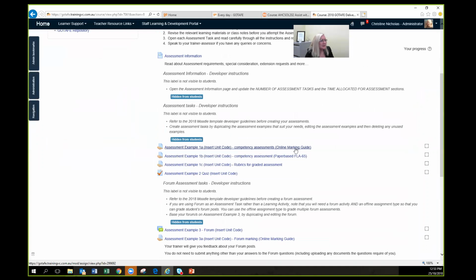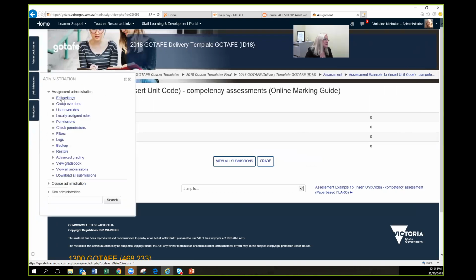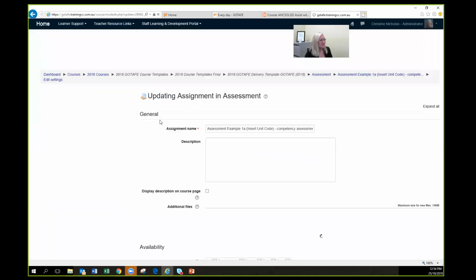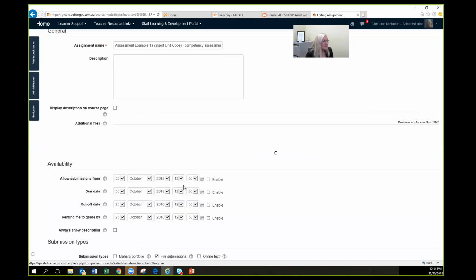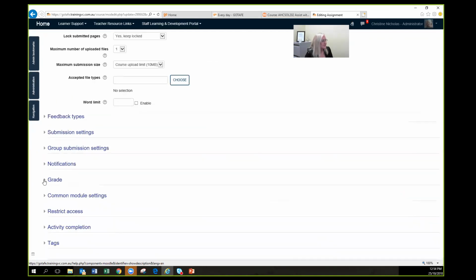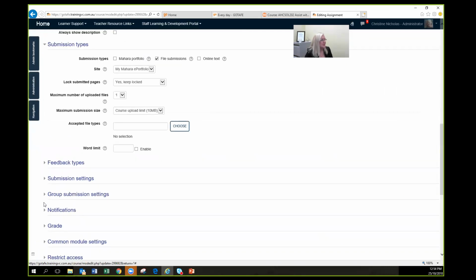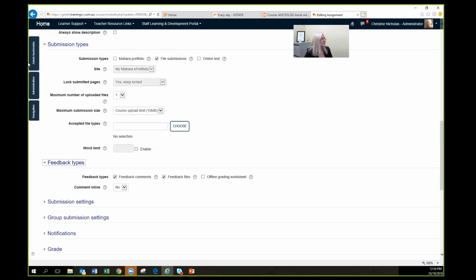This is the online marking guide. I'm just going to go in and edit the settings, the way the student would actually see it, so you can see what it is. Just make sure it's there. Oh, it's very slow. All right, let me just go here.